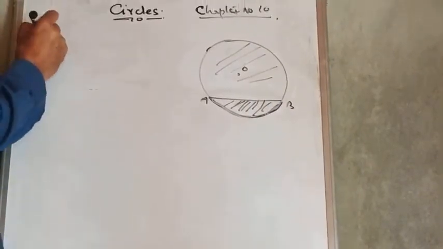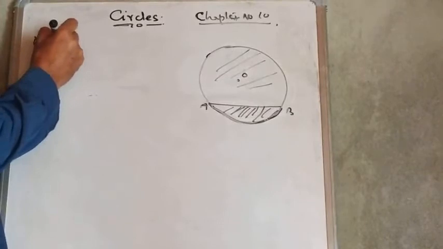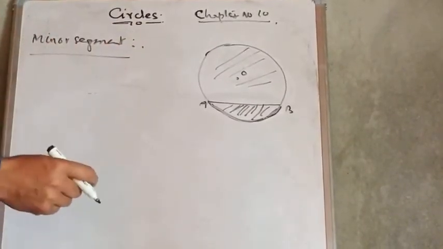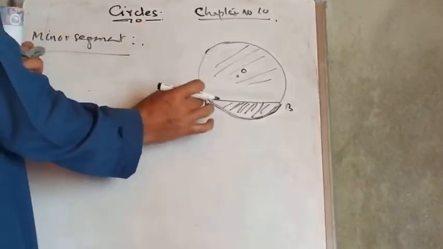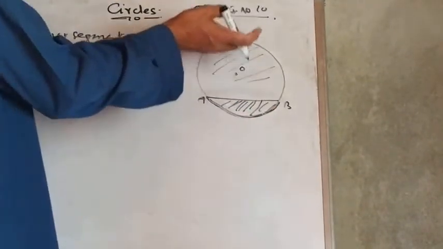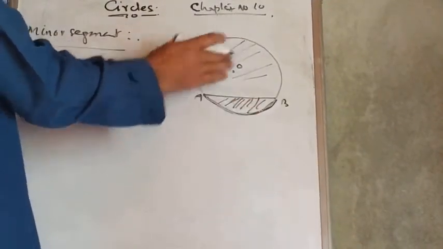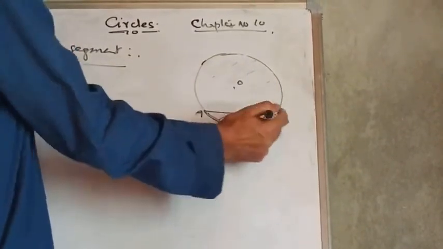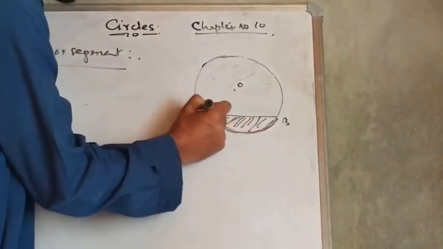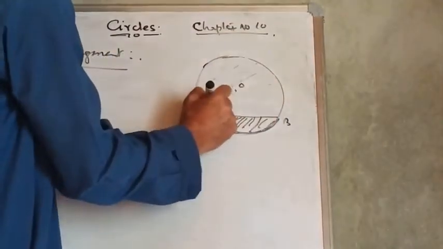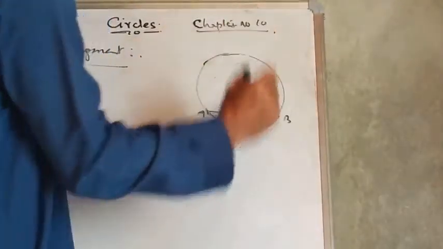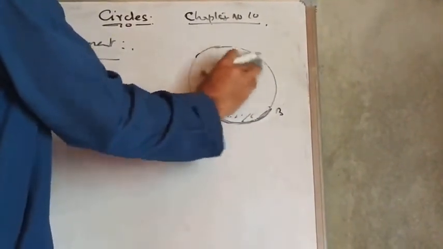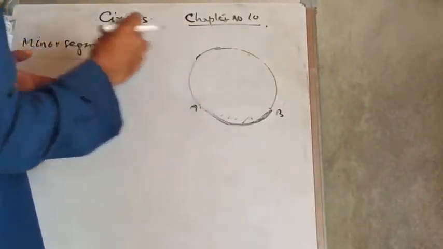So the chord divides a circle into two parts. The smaller portion is called the minor segment and the larger portion is called the major segment. This arc AB is called the minor arc, and from A to B the other way, this is called the major arc. So these are the minor and major segments, very important pointers.